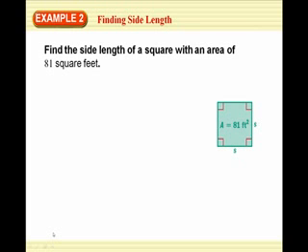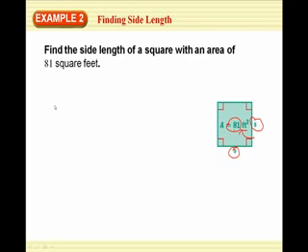So example number 2, finding a side length. Now, what they're doing is they're giving you the area. Check out this picture here. They're telling you the area is 81. So you have to think, okay, what do these 2 numbers have to be in order for that to be 81? So what did we do to the sides?